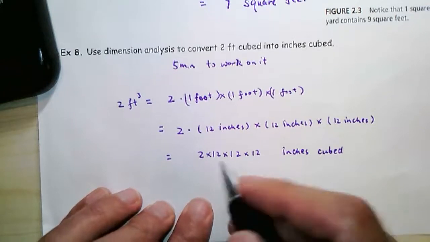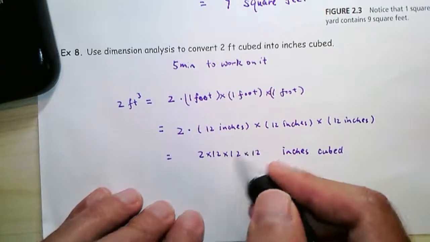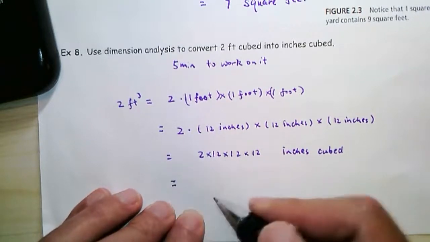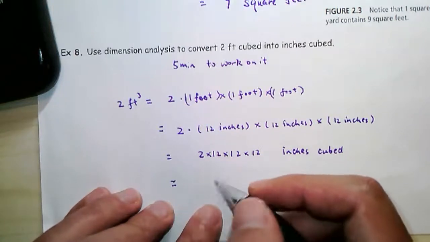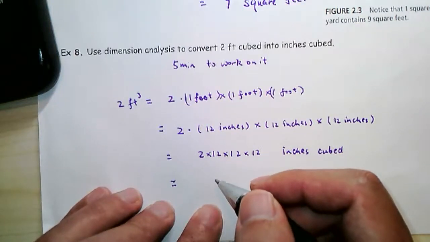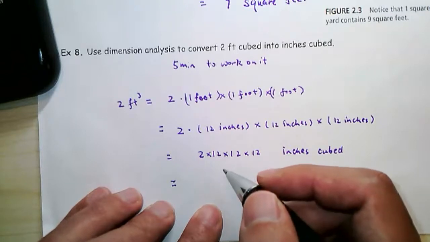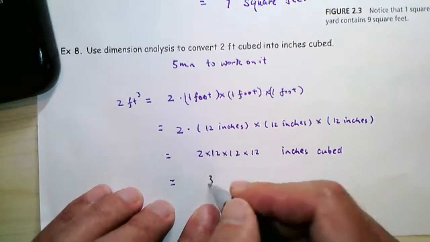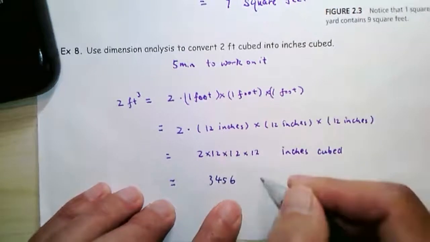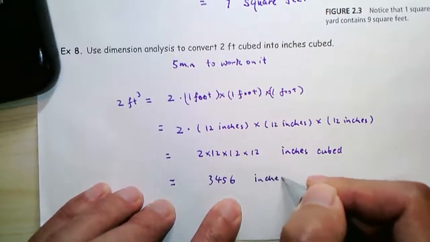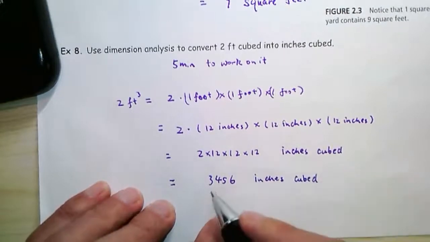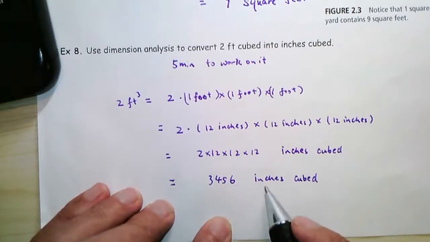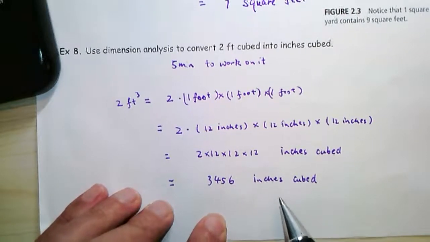So can anyone tell me what this number is? 3,456. I'm sorry, can you speak louder or type it in? Thank you, Dasha. So this is the answer: 3,456 inches cubed. That's it.